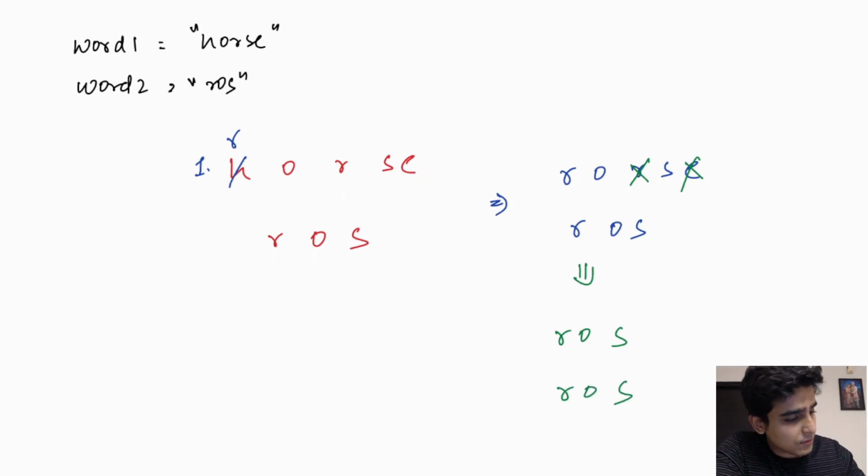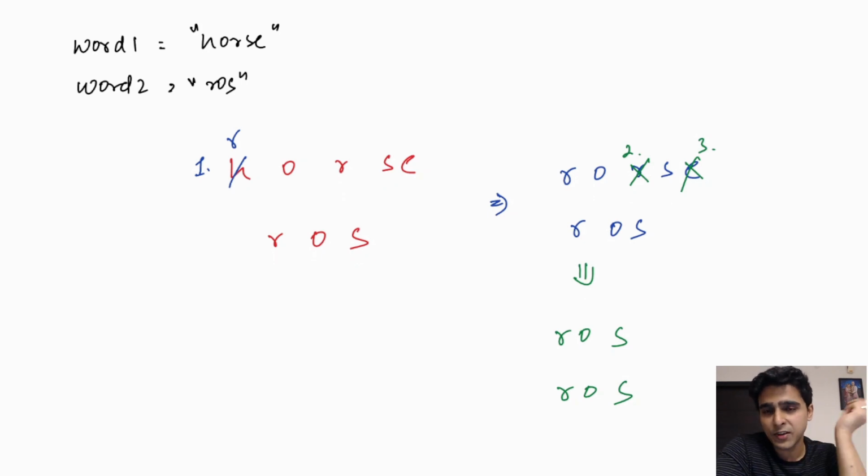So hence we need three operations to convert horse to ros. This is the minimum. These are the minimum operations you require. If you try other operations, you will not get less than three. So how can we do it?